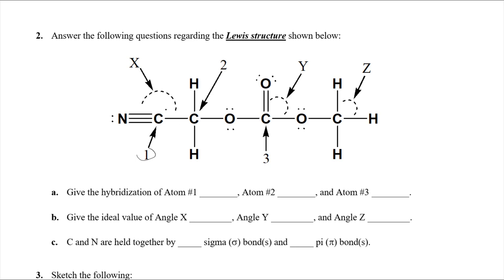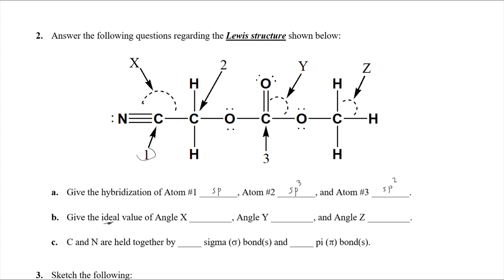So in order to get the hybridization, for atom number one, which has two bonding groups, we would say that's going to be sp. For atom number two, we see 4 here, 1, 2, 3, 4, and that's going to be simply sp3. For atom number three, we see 1, 2, 3, so that gives us sp2. Pretty easy. Now it's looking for the ideal bond angle.